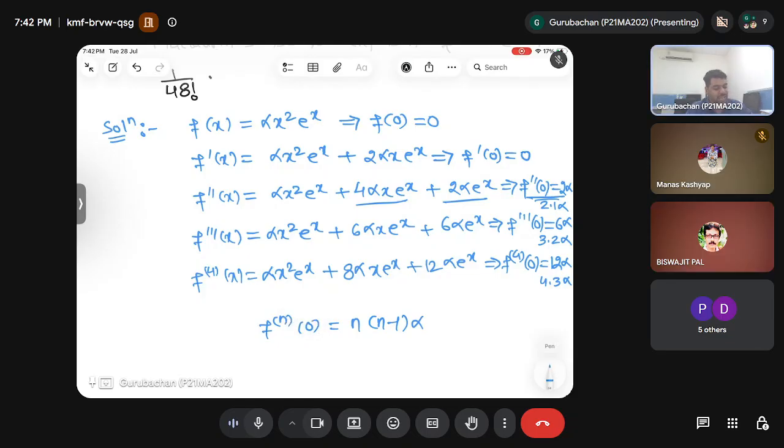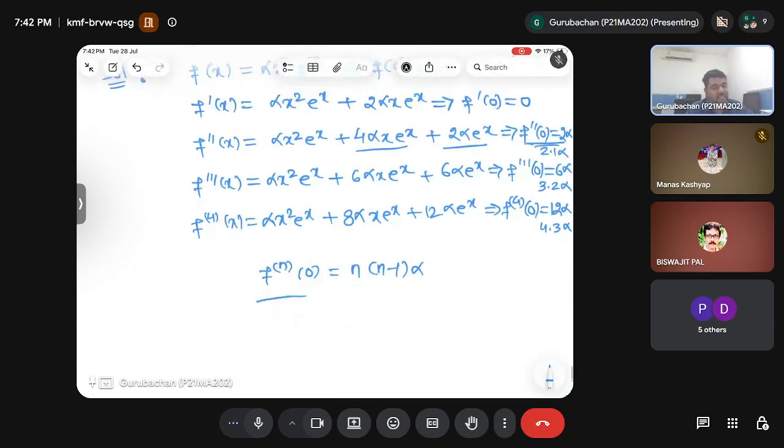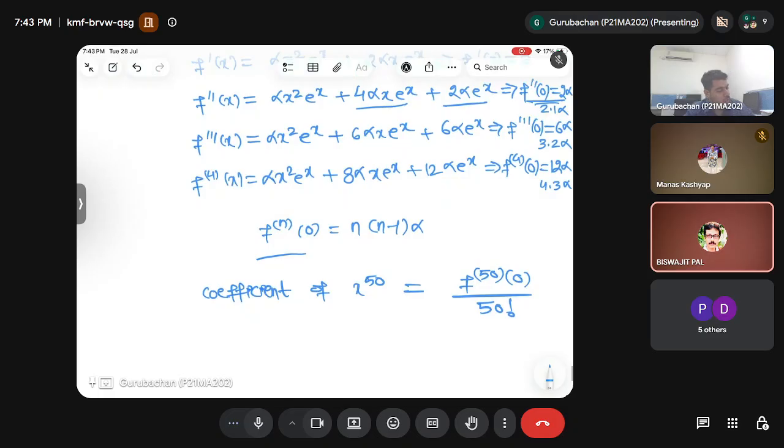So if you know what f n at 0 is, then obviously you know what the coefficient of x to the power 50 in the Maclaurin series is. The coefficient of x to the power 50 in the Maclaurin series is nothing but the 50th derivative at 0 divided by 50 factorial. Am I correct? Yes. So we know the value of f 50 at 0 is 50 into 50 minus 1 into alpha, divided by 50 factorial.